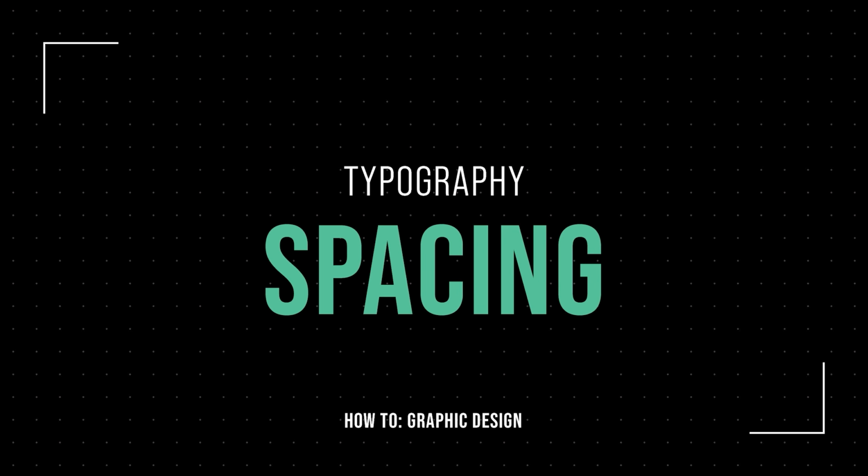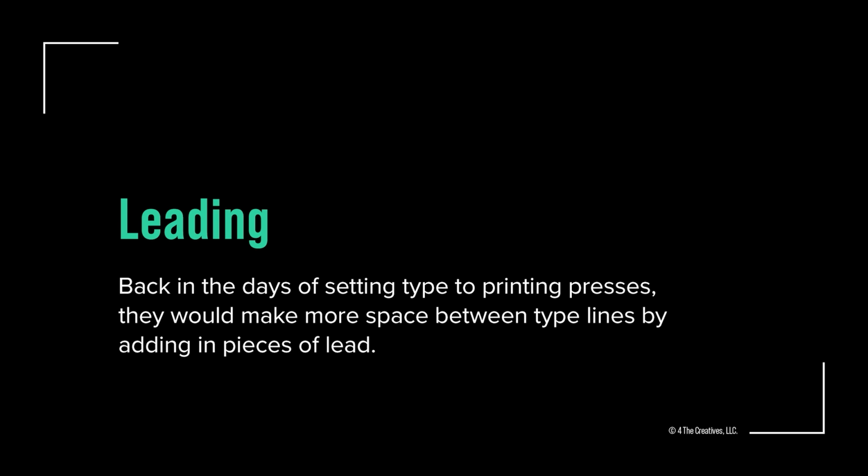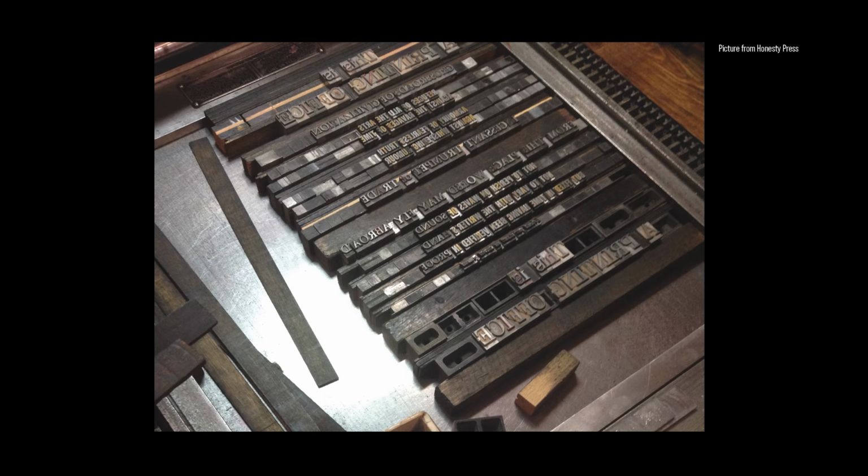In this lesson, you will learn about 3 vital tools to make your designs look better that all involve the spacing of your typography. The first of these is the space between the baselines of your type. You can see that space between lines is important to make the type readable. This is referred to as leading, because back in the days of setting type to printing presses, they would make more space between type lines by adding in pieces of actual lead.